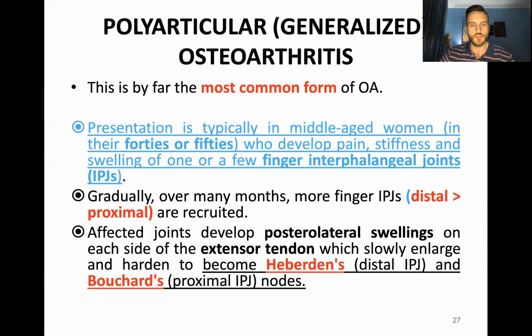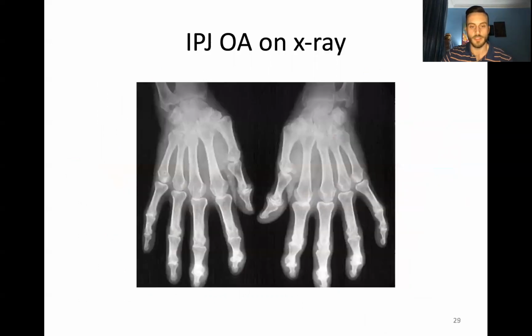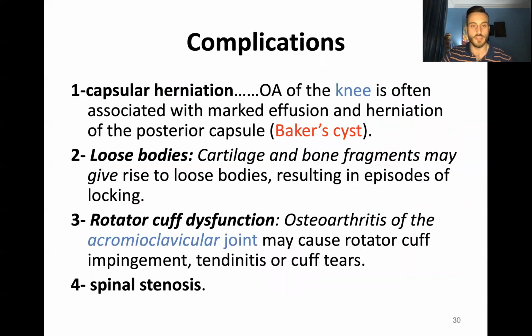Okay, osteoarthritis, we already talked that it's most common in the 40s or 50s, distal to proximal. We have some nodules, Heberden's and Bouchard's. You can see here Heberden's and Bouchard's, the difference being the DIP and PIP, the interphalangeal joints. You can see the difference between these two signs.